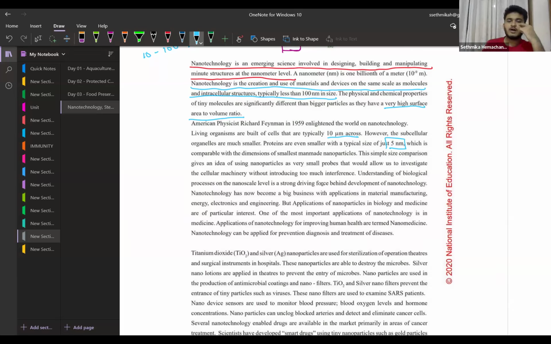Okay, so proteins are even smaller with a typical size of 5 nanometers, which is comparable to the dimensions of the smallest man-made nanoparticles, right? So looking at a question about the structure, they say state the size of the smallest man-made nanoparticle. What would it be? 5 nanometers, right? 5 nanometers is the size of the smallest man-made nanoparticle. Right, so I hope that was clear.